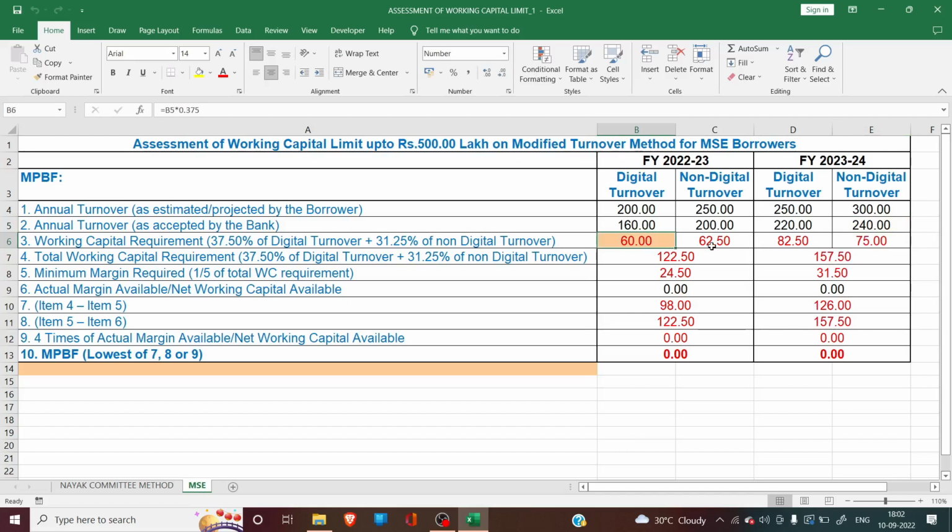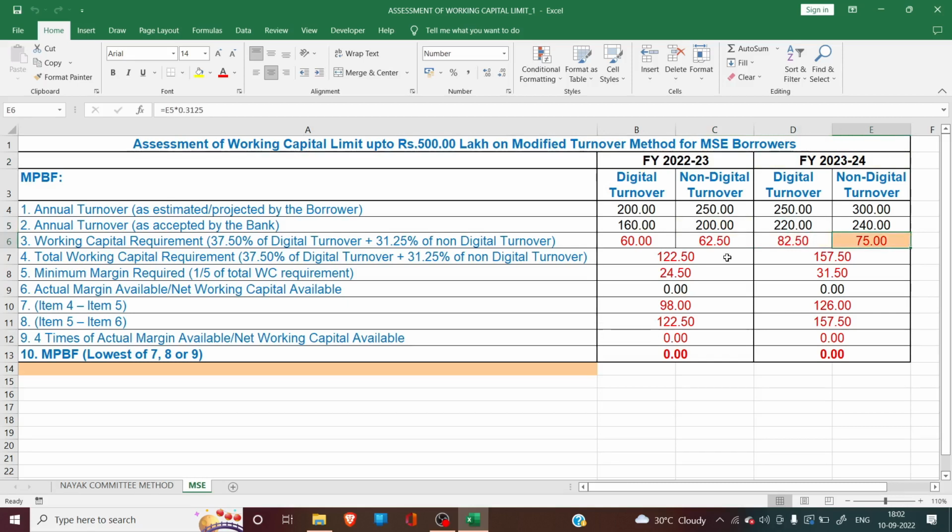So, what about the working capital requirement? On digital turnover, the working capital requirement is 37.5% of digital turnover. In this case, 37.5% of 160 comes to 60 lakhs. And for non-digital turnover, the working capital requirement is 31.25%, that is, 31.25% of 200 lakhs, which comes to 62.5 lakhs. Likewise, for financial year 23-24, the working capital requirement comes to 82.5 lakhs and 75 lakhs for digital and non-digital turnover respectively.